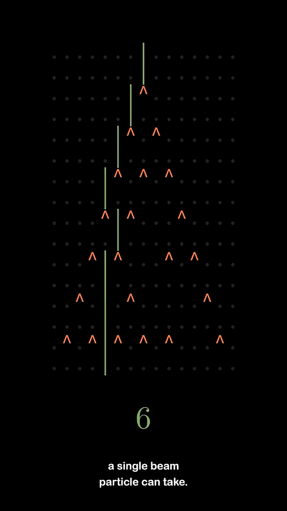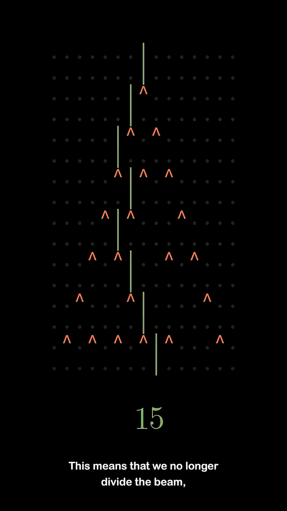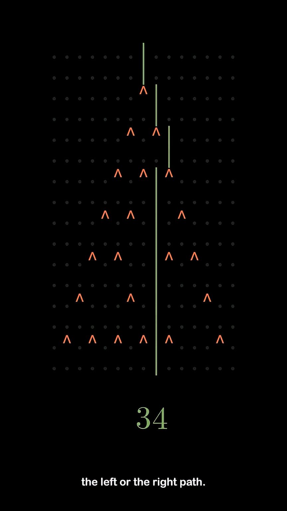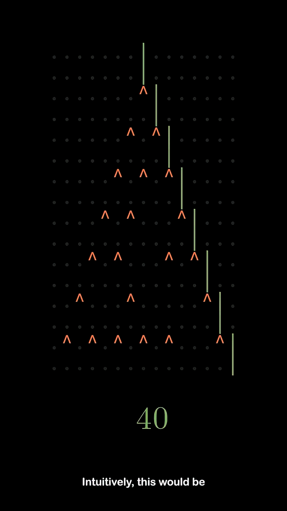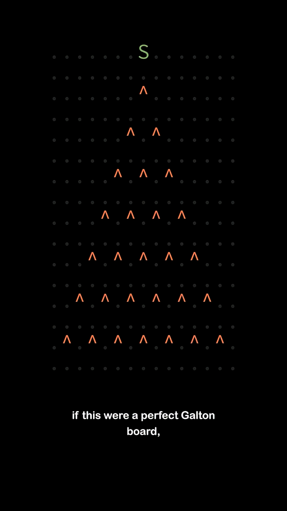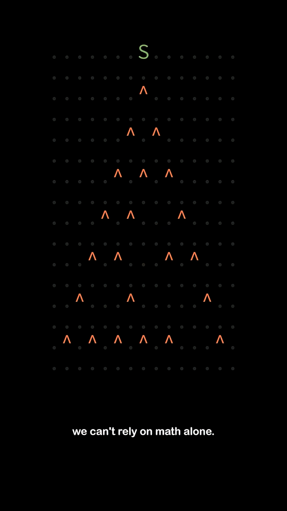For part 2, we want to count the number of different paths a single beam particle can take. This means that we no longer divide the beam, but instead choose whether to take the left or the right path. Intuitively, this should be roughly exponential in the depth. After all, if this were a perfect Galton board, the number of paths would be 2 to the power of the depth. But since we have gaps in some of the rows, we cannot rely on math alone. So let's use dynamic programming.